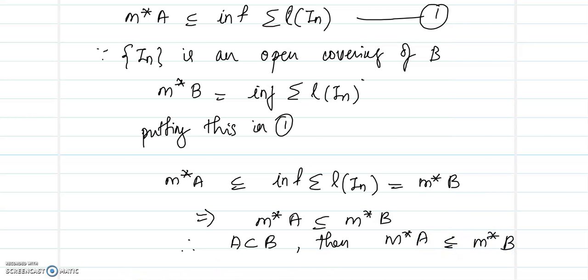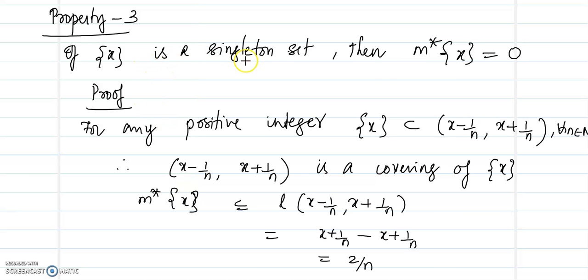Next property: if X is a singleton set, then we will show that m star of X is equal to 0. So first let us take an open cover of a singleton set X. You can see that for any positive integer n, the singleton set X is contained in the open interval (X minus 1 by n, X plus 1 by n) for all n belongs to N. So this will be a covering of the singleton set X. So by definition m star of X will be less than or equal to the length of (X minus 1 by n, X plus 1 by n).